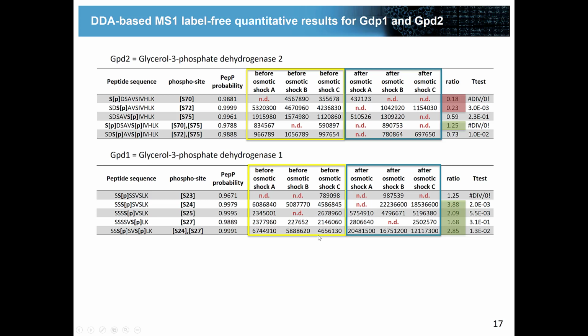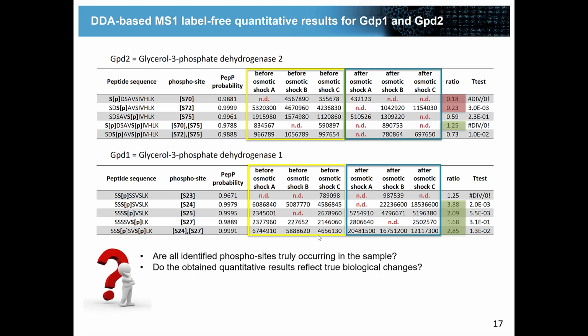And when I saw this data at the time, I immediately asked myself, are really all these identified phosphosites truly occurring in my sample? Does the cell make all these different phosphopeptides? And do they then also really show different regulation? And does this really reflect the true biology that goes on in these different cells?